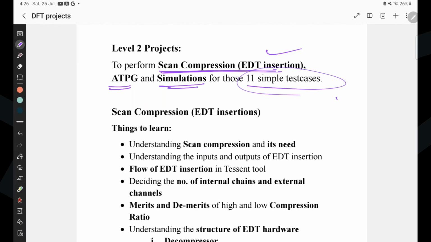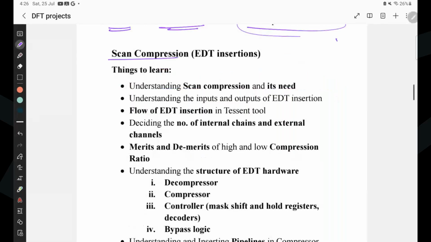So scan compression, that is EDT insertion, ATPG and simulation, we will perform for the same 11 test cases. And for each and every lab, for example scan compression, we will understand the flow of EDT insertion. If you are making use of Tessent tools and want to add EDT logic, there is a procedure which you have to follow. We will understand that procedure, the flow of EDT insertion.